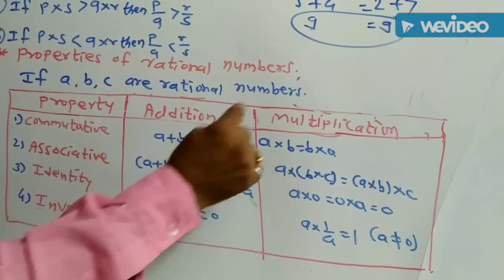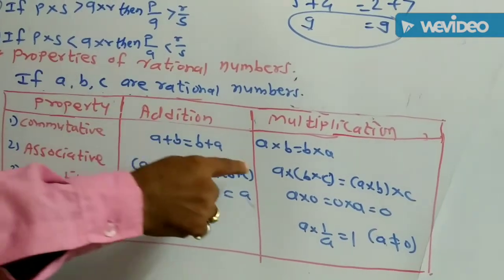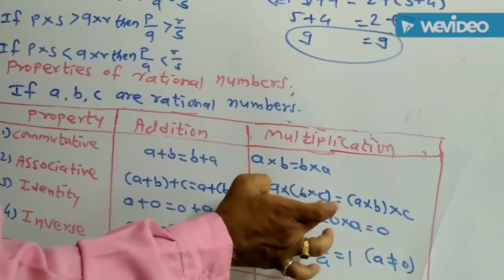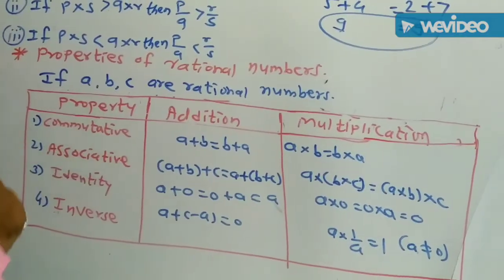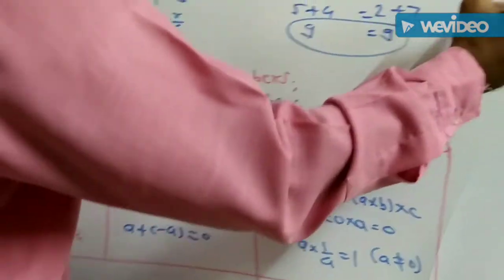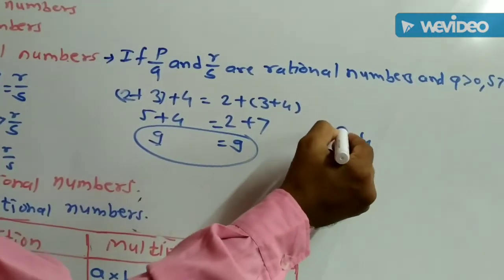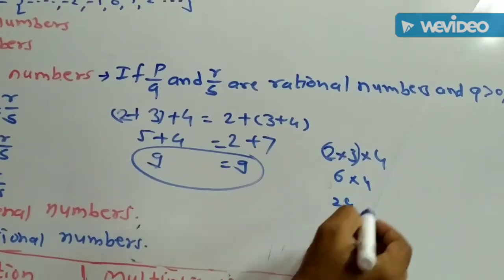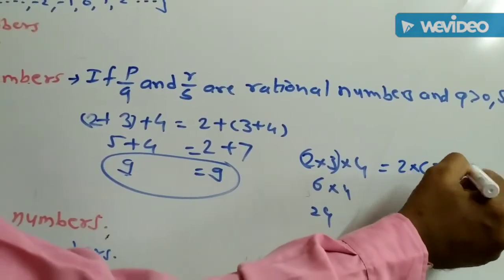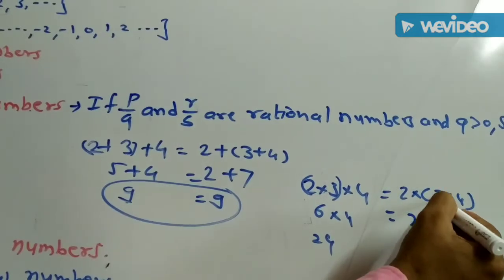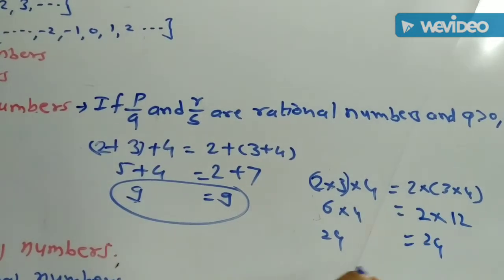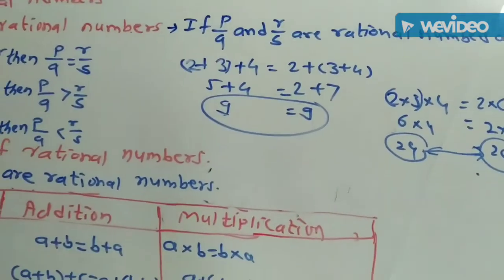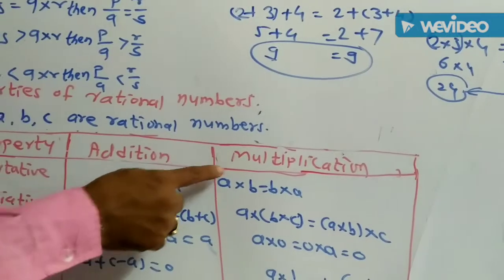Similarly to addition, multiplication is also the same for three rational numbers. If we do the multiplication of three rational numbers in any order or any way, then we get the same answer. For example, 2 into 3 into 4. If we firstly take the product of 2 into 3, 6, into 4, 6 4s are 24. If we take firstly the product of the second two numbers, 3 4s are 12, 12 2s are 24, and the product is the same, and that property is called the associative property of multiplication.